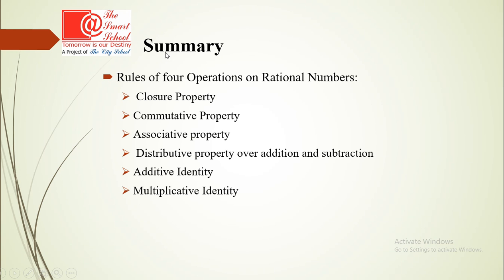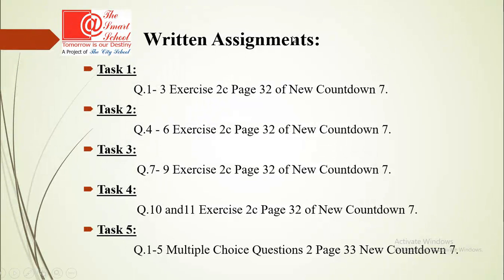Now what we learned today? We learned rules of 4 operations on rational numbers. And what were the rules? Closure property, commutative property, associative property, distributive property over addition and subtraction, additive identity and multiplicative identity. Now with the help of this learning, you can easily complete your written assignments.